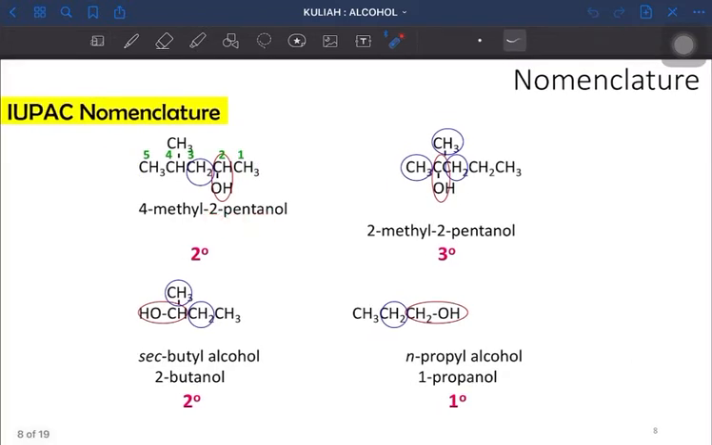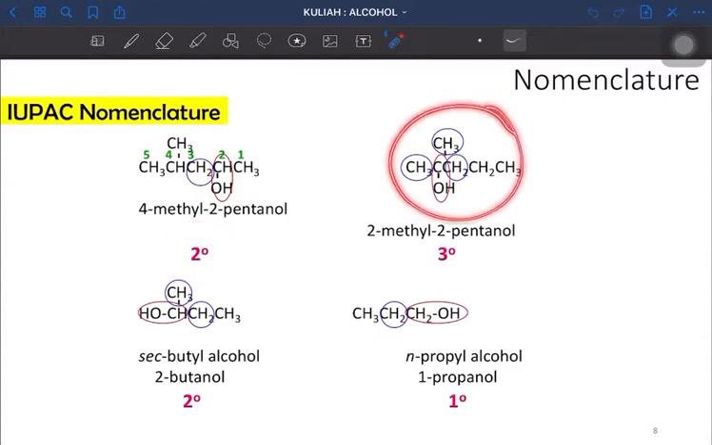So why pentanol? Because it has a 5-carbon chain. So pentane changes to "ol", so pentanol. So 2-pentanol, and then at carbon number 4, we have the methyl group attached to the 4th carbon. So it will give the name 4-methyl-2-pentanol. And if we want to classify this alcohol, this alcohol is attached to a secondary carbon, so it is a secondary alcohol.